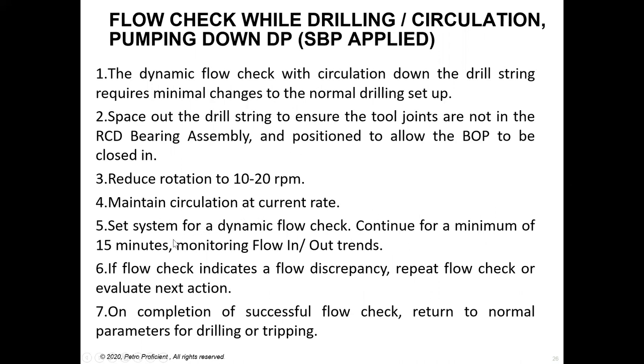Set the system to dynamic flow check. The software has a way to set it up to dynamic flow check. Continue for a minimum of 15 minutes, monitoring flow in and flow out trends. And if the flow check indicates a flow discrepancy, repeat the flow check or evaluate for the next step. So here you are essentially doing a flow check using your Coriolis meter.